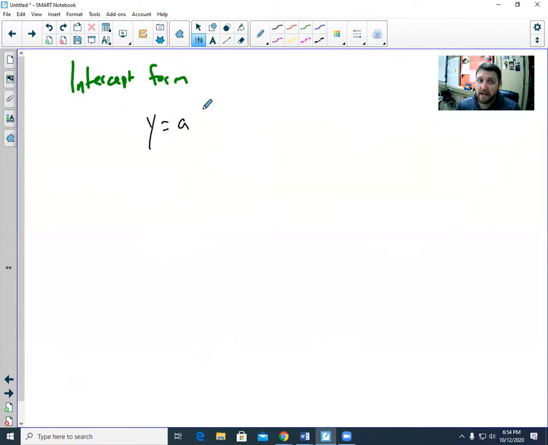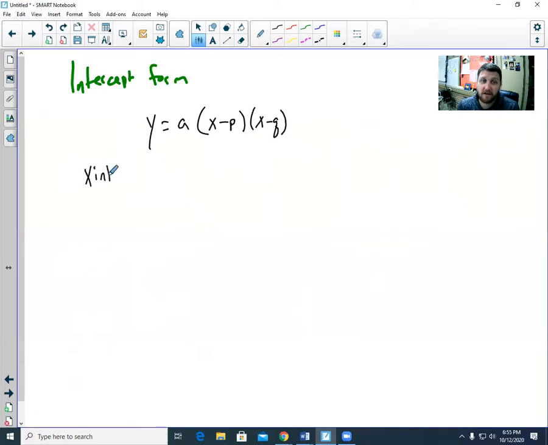This is y equals a times x minus p times x minus q. Okay? So this is the only other form that we could actually have. The other forms don't tell us as much. This tells us almost everything we need. Okay? We just have to find the vertex. So this gives us two really nice pieces of information.